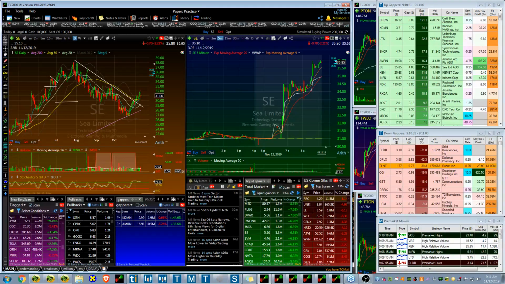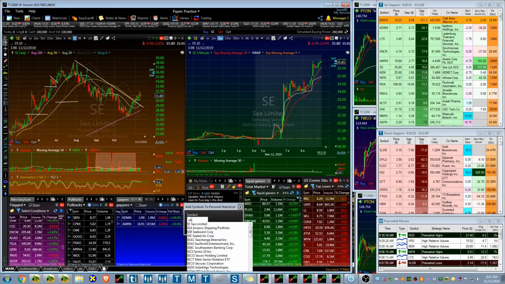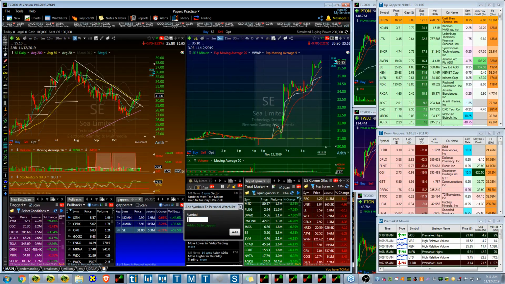This is a stock that moves well enough to do an ORB, right? What's an ORB? What do you need to see for an ORB? You need to see a 3 candle pattern, right? 3 candle pattern for ORB. That's really important. So add in SE.